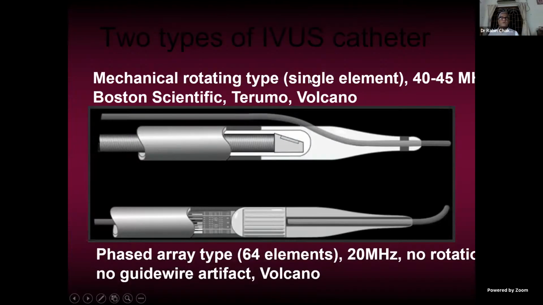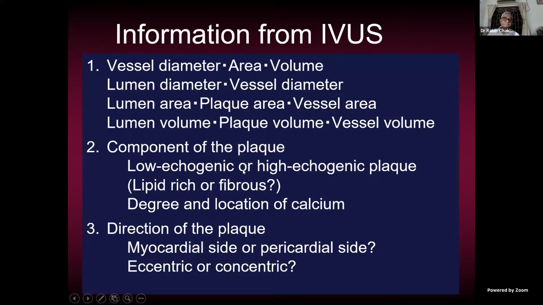So there is a mechanical rotating type, as I said earlier, and a phased array type, as I said, with 64 elements, 20 megahertz, and no guidewire artifact, and this is very commonly found in Volcano. Boston Scientific has the mechanical rotating type, single element, 40 to 45 megahertz, and Boston, Terumo, and Volcano also have the same mechanism. In fact, nowadays we are switching over more to the phased array because of its advantages. So, what information do we get from IVUS?